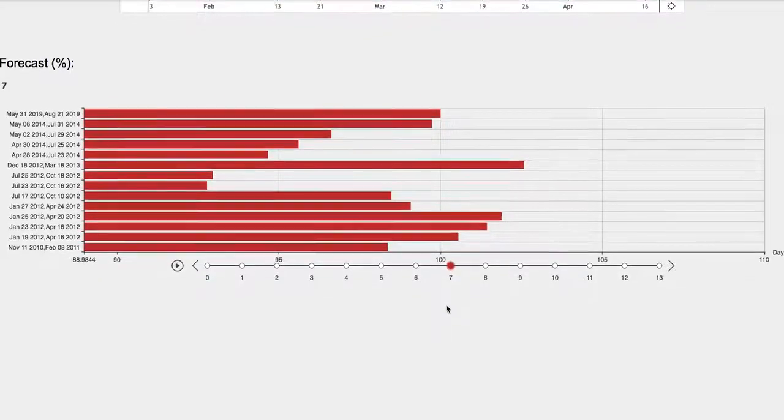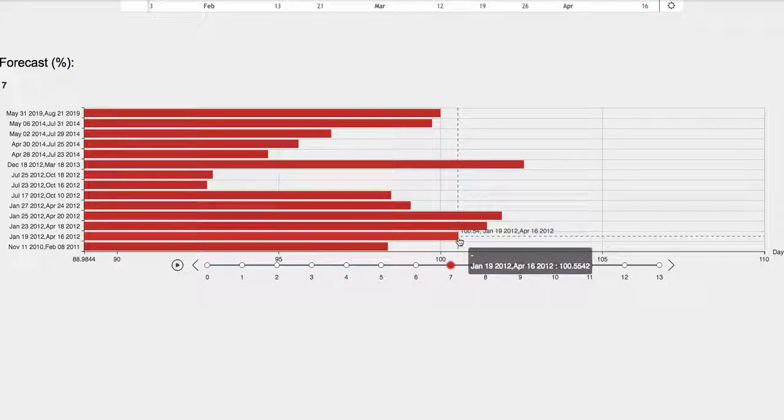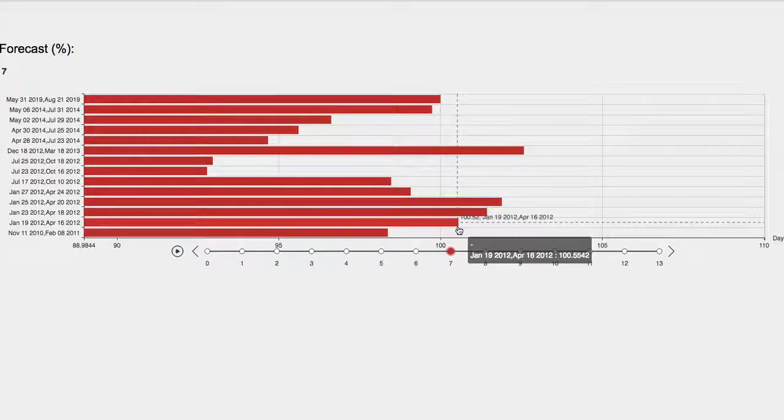So again, the trend we took a look at was January 19, 2012 to April 16, 2012, and it looks like WTI crude oil was only up around 55 basis points. So most likely sideways price action.